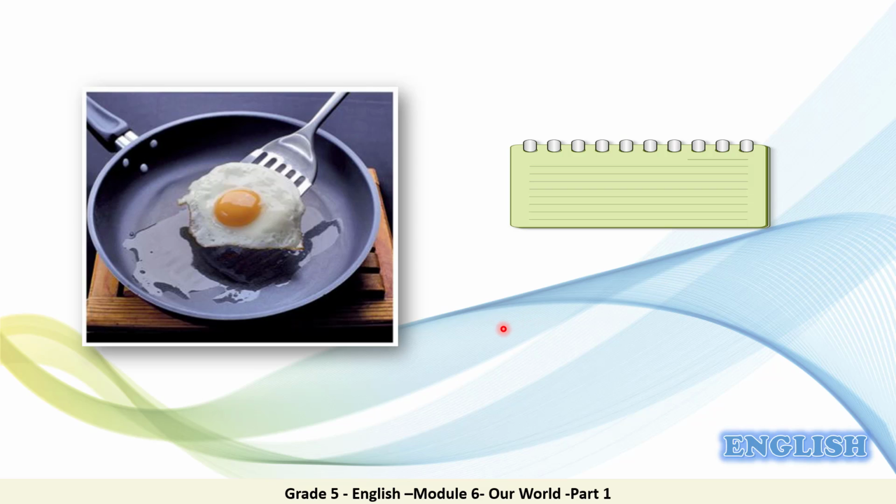What can you see here? Someone frying an egg. And the second word here is fry. Example: people fry fish in oil. And you know that the word fry is a verb.